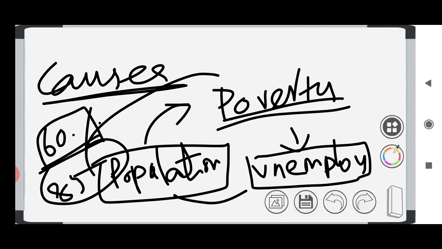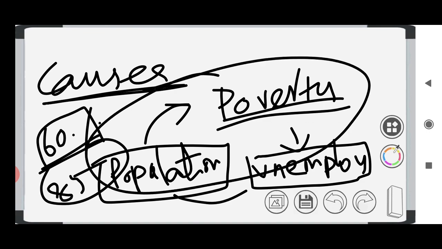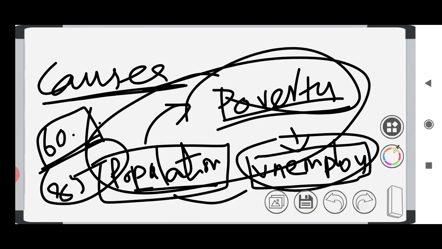And remember this: poverty, unemployment and population are interlinked. Next we will talk about population. In that I will say poverty and unemployment as the reasons. When I talk about unemployment, I will say poverty and population as the reason. These three are interlinked.